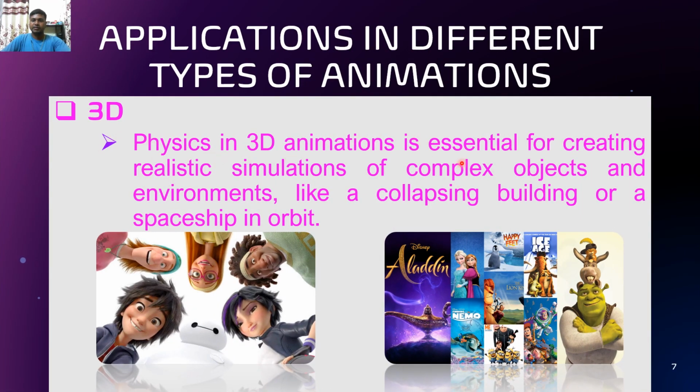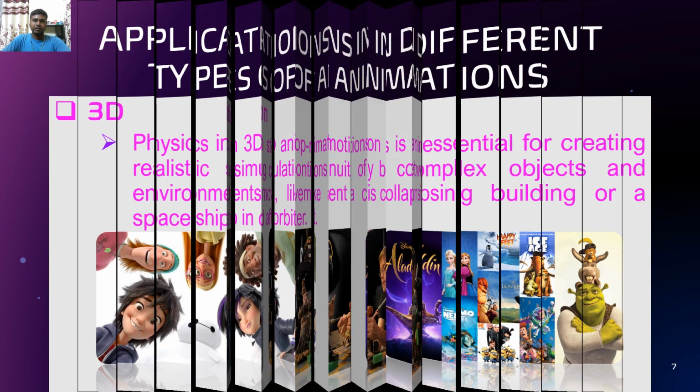Physics in 3D animation is essential for creating realistic simulations of complex objects and environments, like a collapsing building or a spaceship in orbit. As you can see in many of the Disney movies, and from the examples, there are many 3D animations used in their projects. As you can see from Pixar and this, there are many such works nowadays. 3D work is going on now.